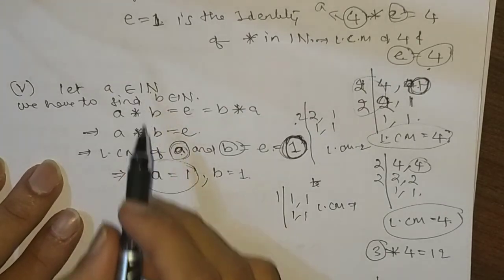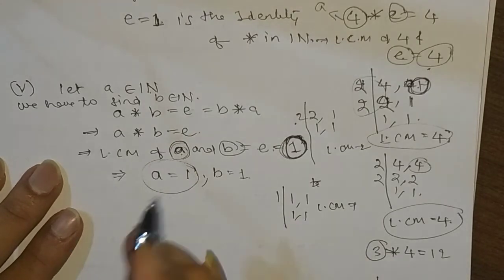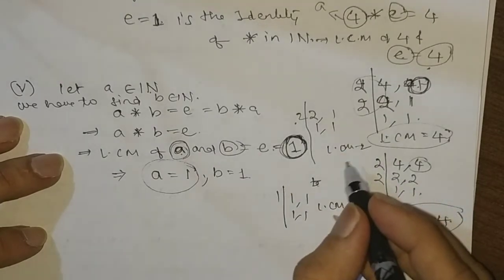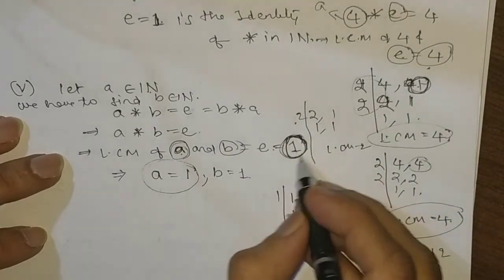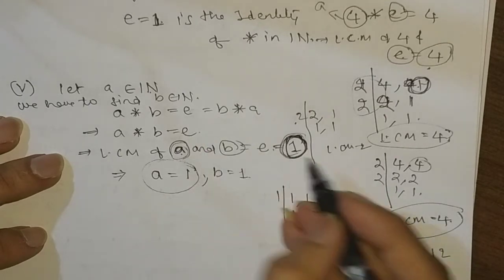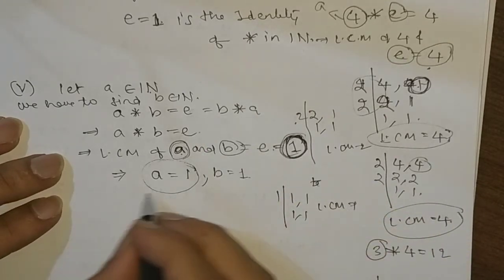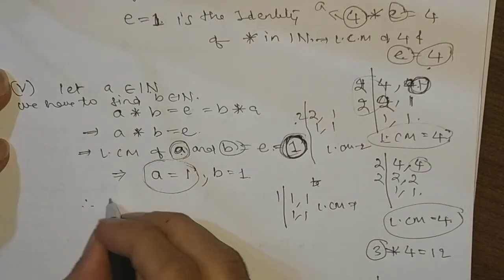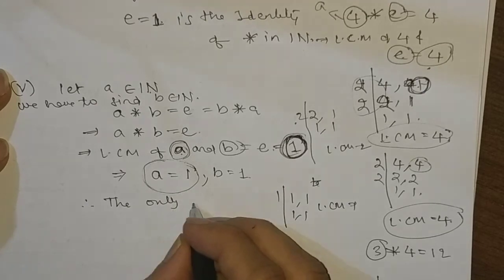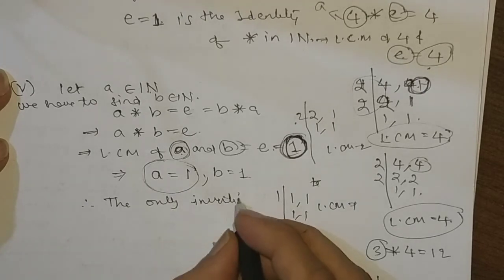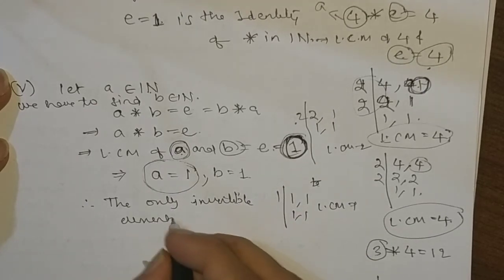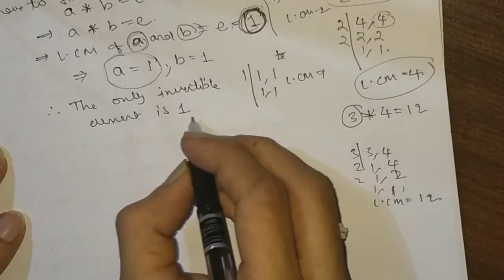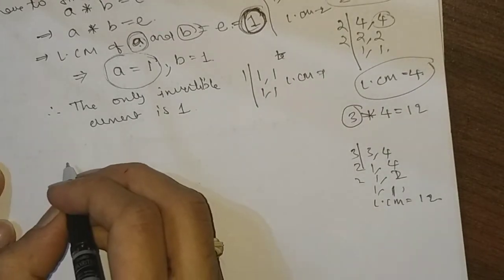okay, we are in the natural numbers. The natural numbers start from 1, so if we take any element greater than 1, that is 2, 3, 4, 5 and so on, we are getting the LCM as greater than 1, so you won't get 1 anytime, okay. That is the identity. So what is the choice for A? It is 1, so there is only one element which is invertible, okay. So therefore the only invertible element is 1, okay. So this is the answer, 1 is the invertible element, okay.